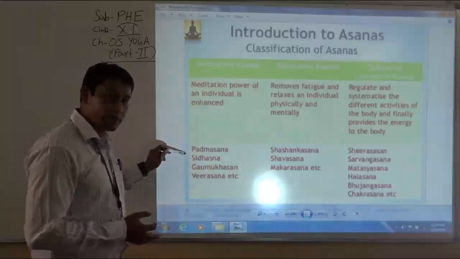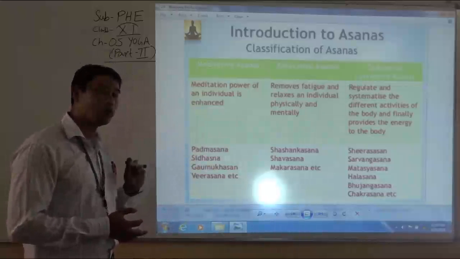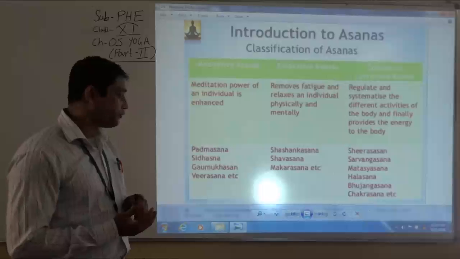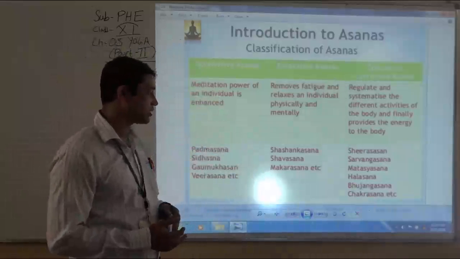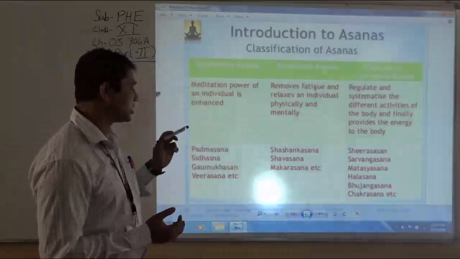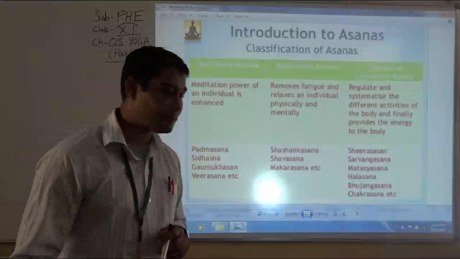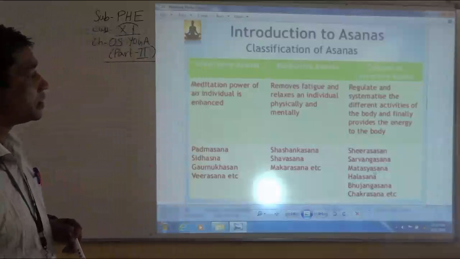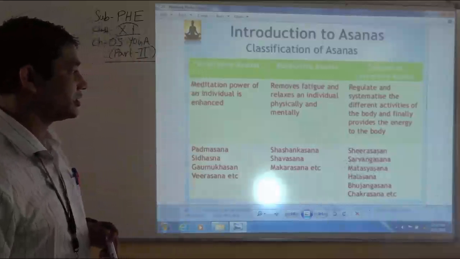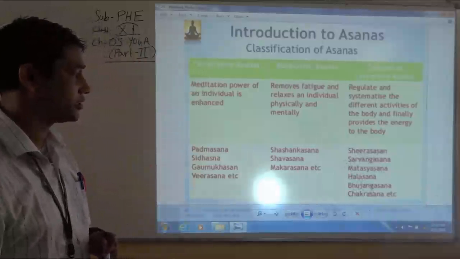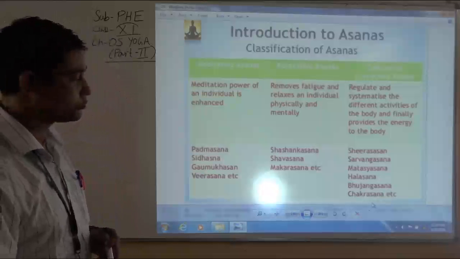Some of the examples of meditative asanas are Padma Asana, Siddha Asana, Gomukh Asana and Veera Asana. Some of the examples of relaxative asanas are Sashanka Asana, Shabha Asana and Makra Asana. Some of the examples of corrective asanas are Sirsha Asana, Sarvanga Asana, Vatsya Asana, Hala Asana, Bhujanga Asana and Chakra Asana.